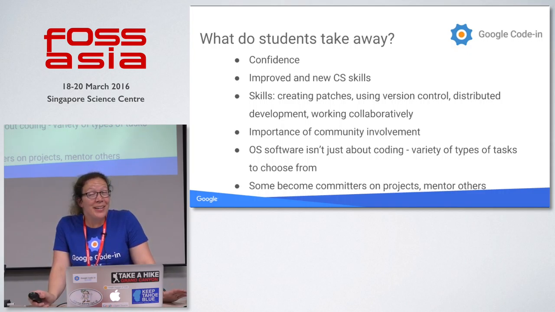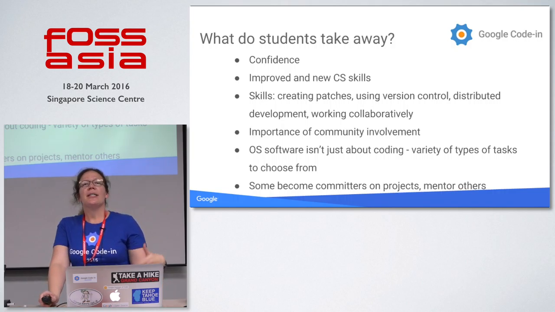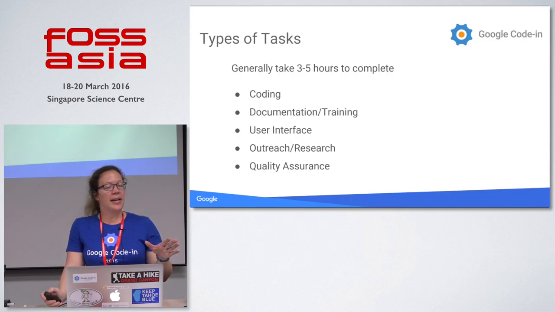And because open source software isn't just about coding, we decided to create different types of tasks for students to work on. So there are five different categories.